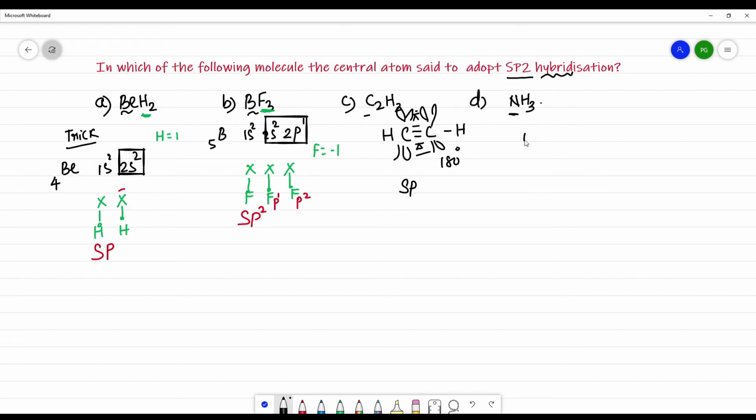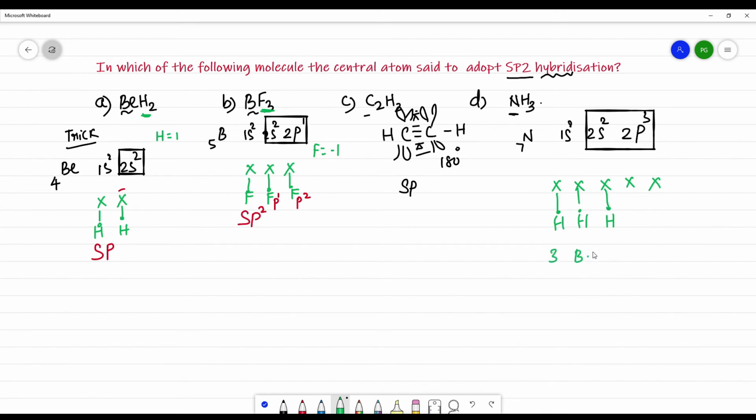So N has atomic number 7. So it is 1s2, 2s2, 2p3. What is the number of valence electrons here? 5. So it is 1, 2, 3, 4 and 5. Then how many hydrogens are bonded? 1, 2, 3 hydrogens are bonded. That means it has 3 bond pair electrons and 1 lone pair of electrons.